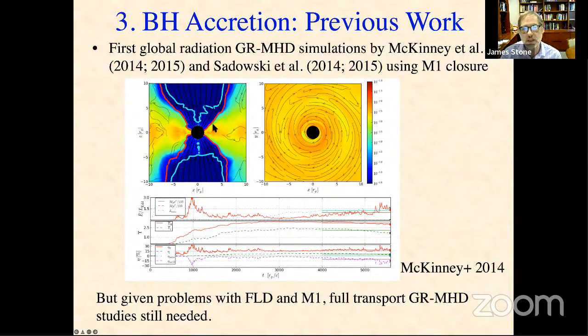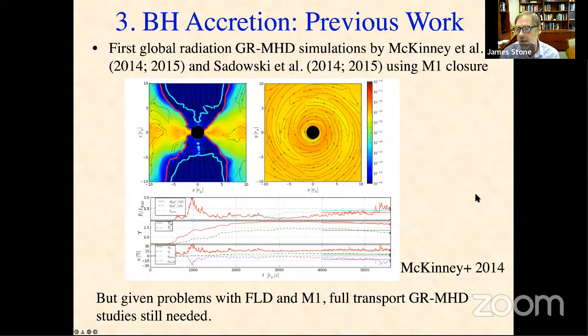They've been doing GRMHD calculations as a poloidal slice of the density, and the flow streamlines are shown here. And this is an equatorial slice of the same flow at some late time in the flow, where they've done a accretion from a torus, including radiation calculated using the M1 approximation.